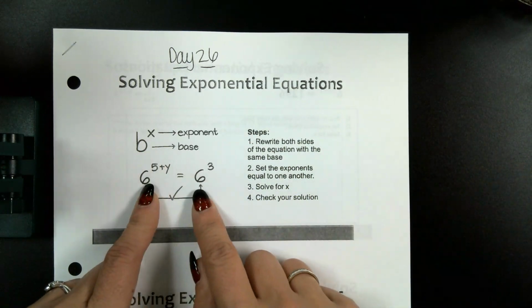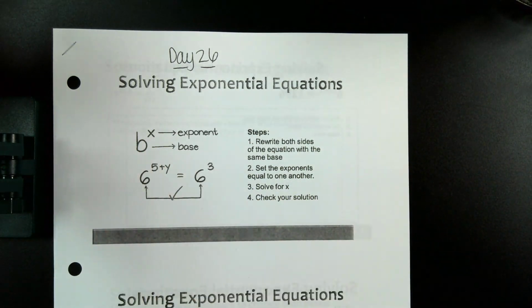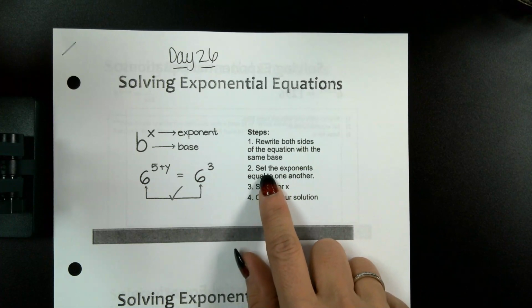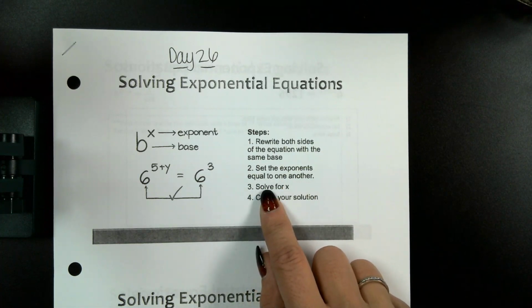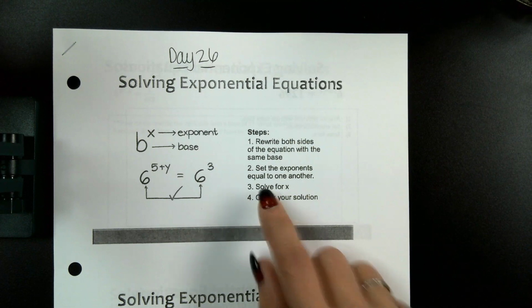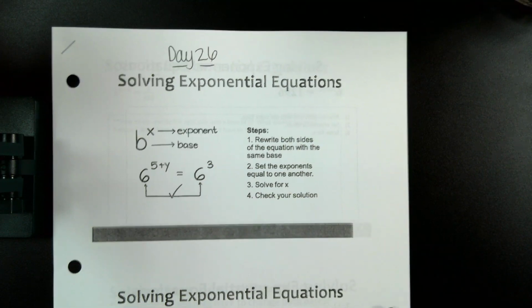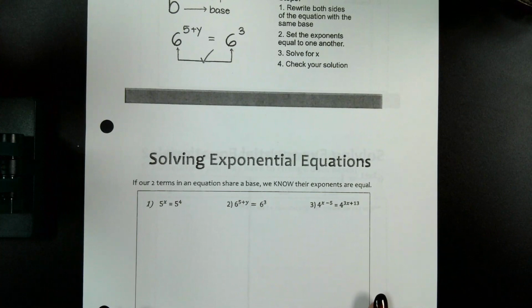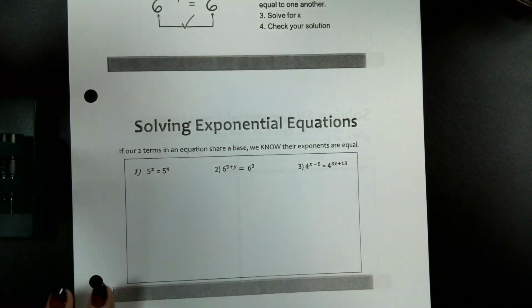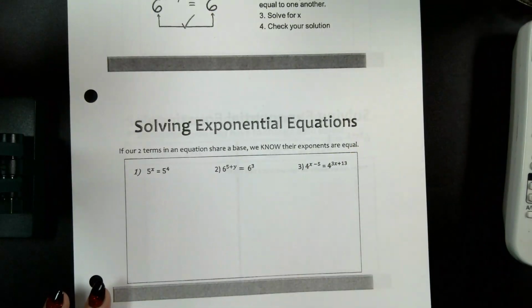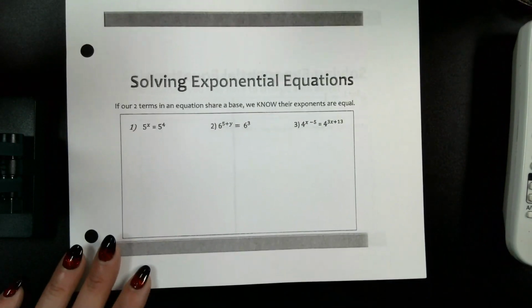But if the bases are different, we're going to have to figure out how to change one of the bases to match the other one. Once we do that, we forget about the base, we just set the exponents equal to each other, and then we solve. This one says solve for x, but it's whatever the variable is. Down here at the bottom, we're going to start with some easy ones, where the bases are already the same.